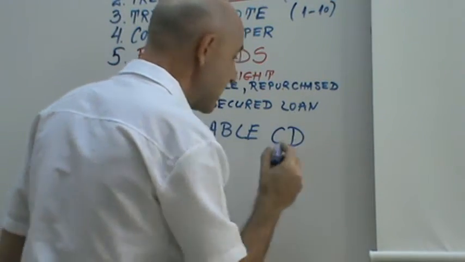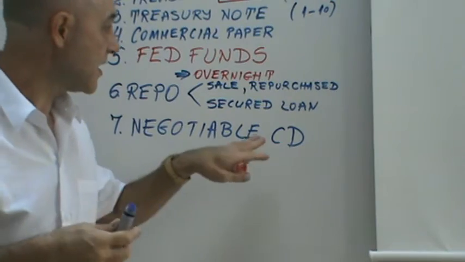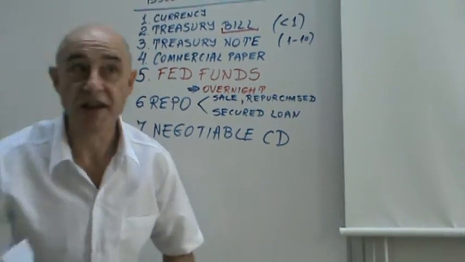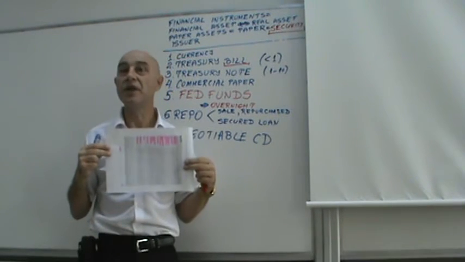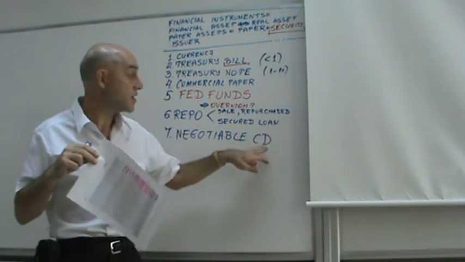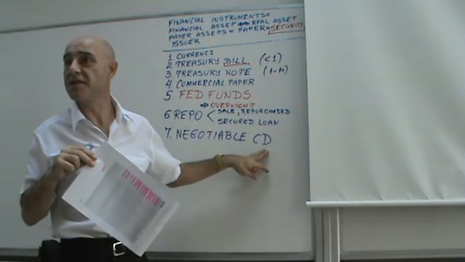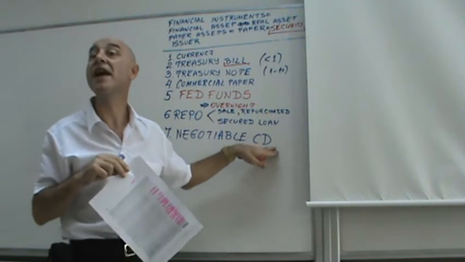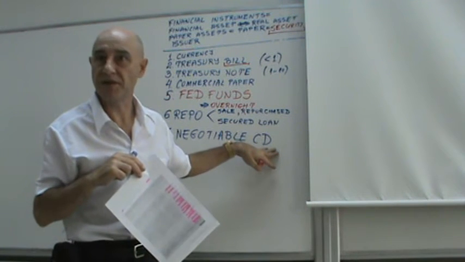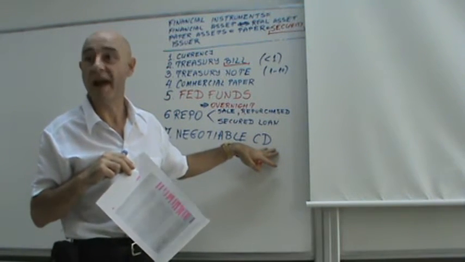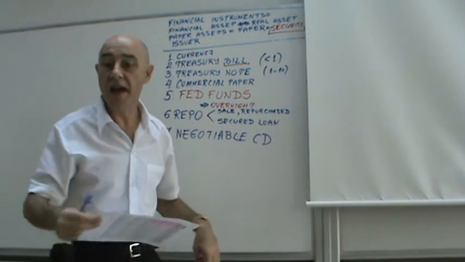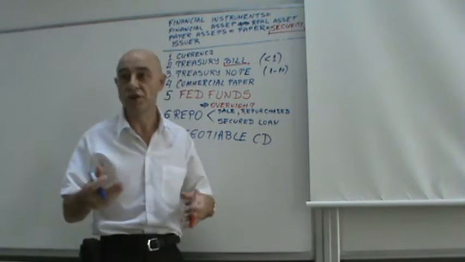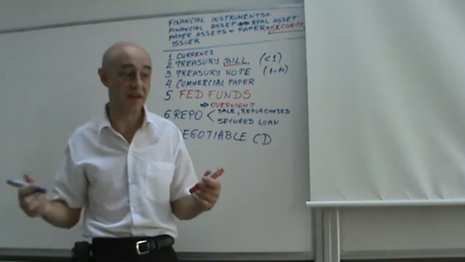Negotiable CD. Certificate of deposit is just that. It is a piece of paper, like a certificate, showing that you have a deposit with a commercial bank. So a CD is simply a deposit with a commercial bank, okay? And that deposit could potentially be bought, sold, or have a whole bunch of other things done with it.